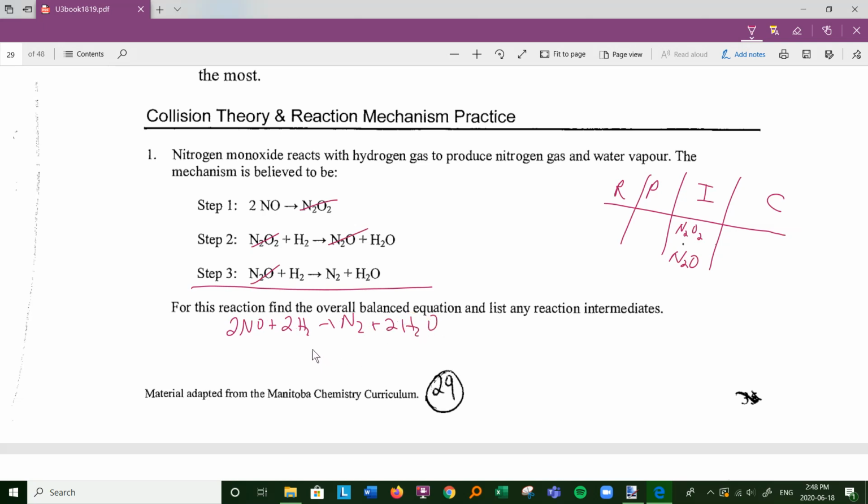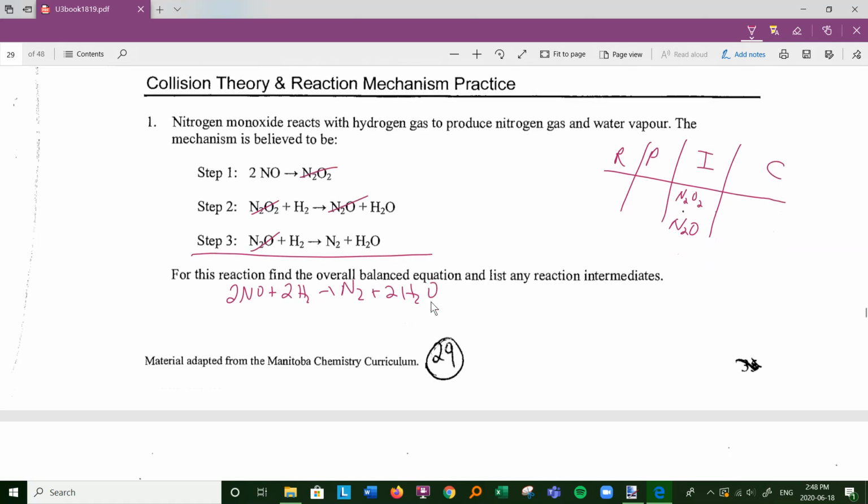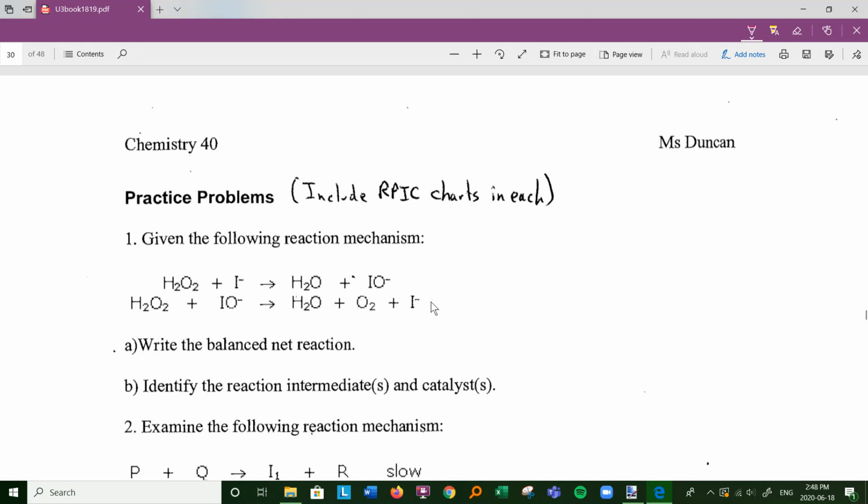You should always check whether these are balanced. Nitrogen's good, hydrogen's good, oxygen's good. Okay, so it's not four things smashing together. So there's no catalyst in this one, and we got the intermediates. I don't know what the rate determining step is. They don't tell me in that example.